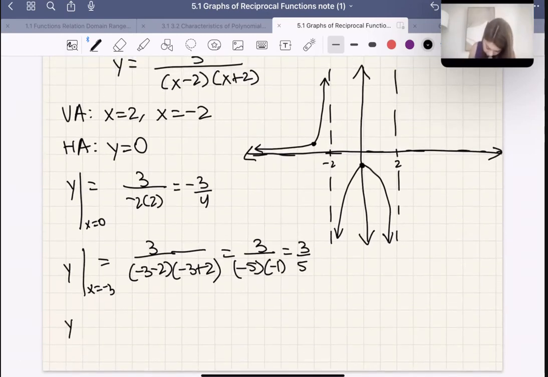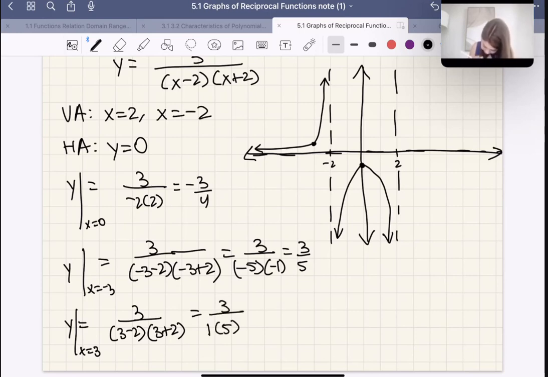And then we'll do that. And then we're also going to end up with, I think, the same thing actually. Yep, we're going to end up with 3 over 5 again. So we're going to get 3 and then 3 over 5 again like that. And then let's draw that there, approaching those asymptotes. And there we go. Awesome.